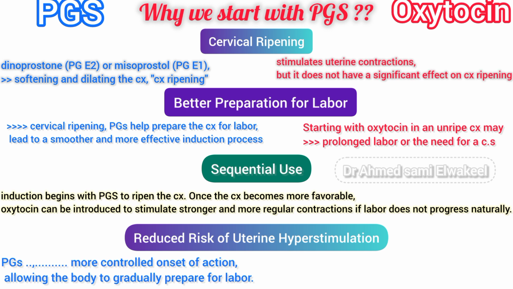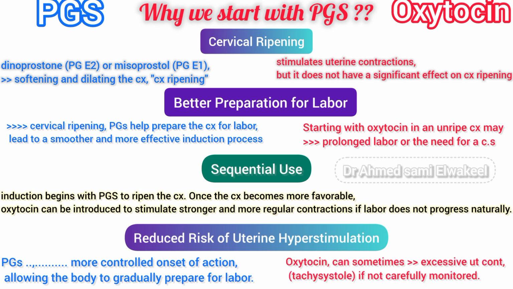4. Reduced risk of uterine hyperstimulation. Prostaglandins, when administered properly, tend to have a more controlled onset of action, allowing the body to gradually prepare for labor. Oxytocin, on the other hand, can sometimes lead to excessive uterine contractions, tachysystole, if not carefully monitored. Thus, prostaglandins are often used first to make the cervix more favorable, setting the stage for oxytocin if needed later to further induce labor.